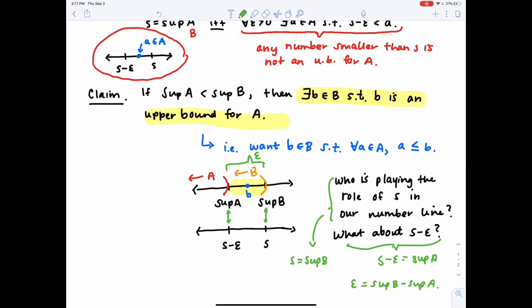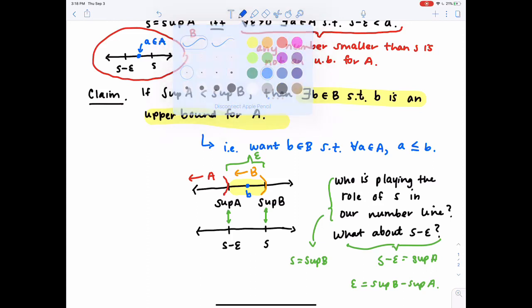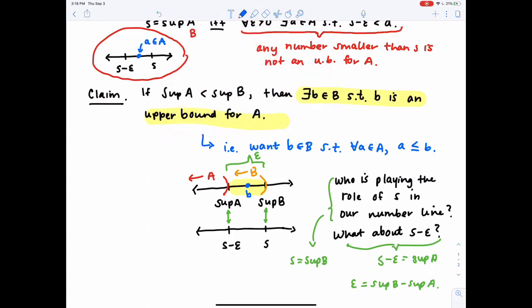Okay, let's take a step back. We have a bunch of stuff going on right now. We need to remember what we were doing. So remember our goal. Our goal is to find a little b that is going to be an upper bound for the set A. And we discovered that means our little b has got to be something that's to the right of the set A.